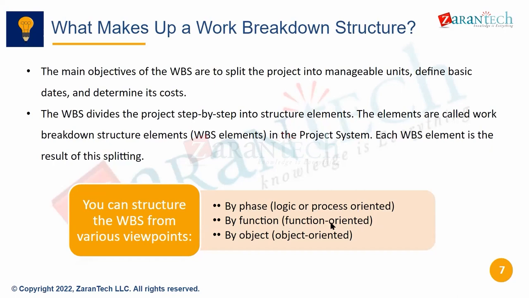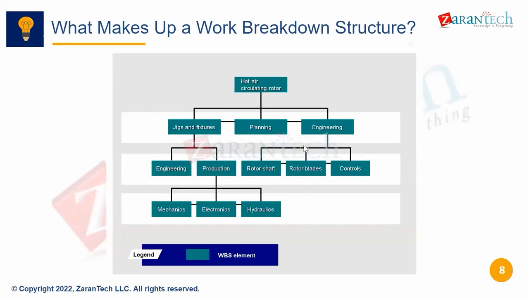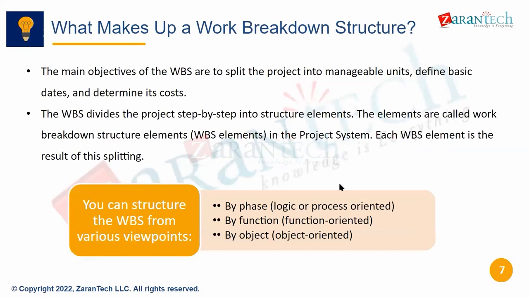Can somebody give me an example of a function-oriented structure? I want to make it function oriented. Then we have engineering or different modules. Yes, very good. In this picture, we saw planning, engineering. These are different functions, or departments you can call them. Different departments in a company. Let's say you have a finance department. So by function, you have finance, engineering, planning, procurement, production. Like that also, you can make your WBS structure.